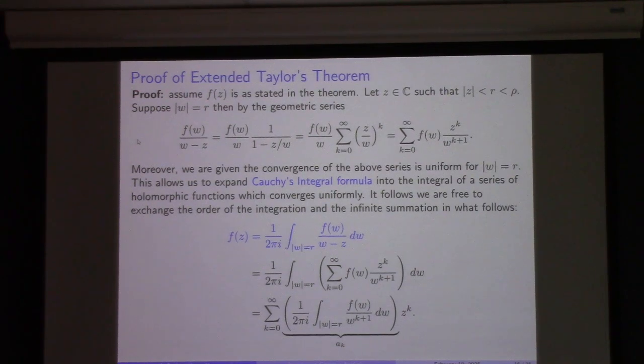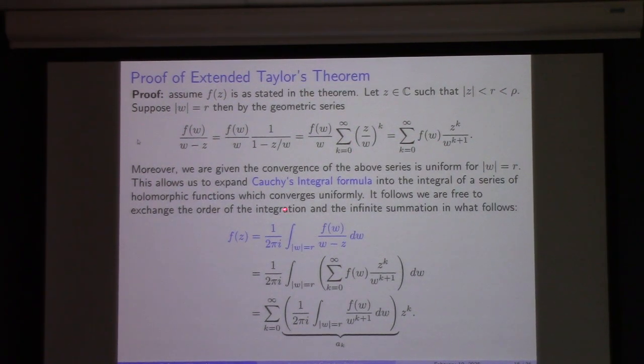So here's a proof of it, which I think is worth seeing because it takes us 2 minutes. If we look at f of w over w minus z, we can factor w out, and we get 1 over 1 minus z over w. But that is the sum of a geometric series. So, bam. Which then we can repackage as such.